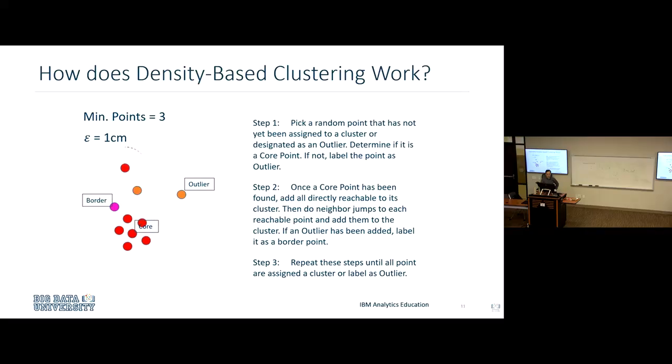Keep finding neighbors until you're unable to. This point would be labeled as a border. Now keep repeating steps 1 and 2 until all points have been labeled or assigned to a cluster. In this case, the last 2 points are also outliers. Now we have our cluster.